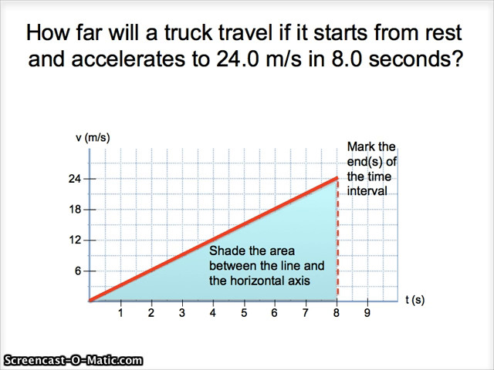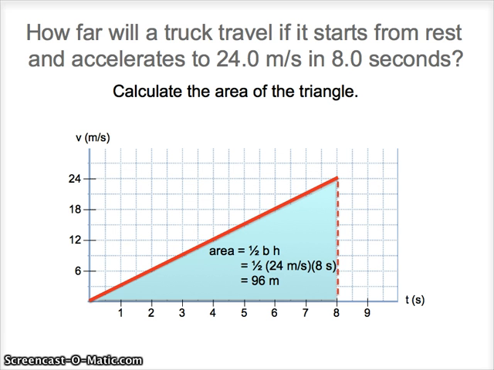To find the area of a triangle, of course, we need to take 1/2 times the base times the height. And so in this case, that would mean the height of 24 meters per second, the base of 8 seconds, and then that comes out to be 96 meters. So no matter what the shape is, the area of that shape will tell us how far the object has traveled. And if it's above the axis, it means the object is moving forward. If it's below the axis, the object moves in reverse.